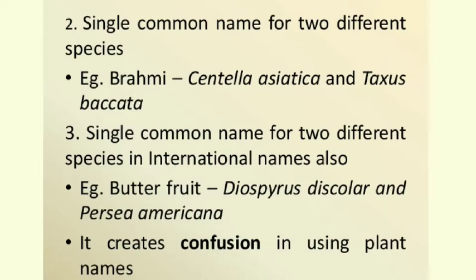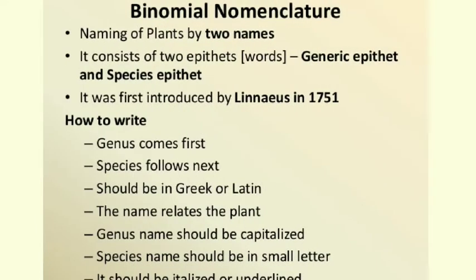So it creates confusion in using plant names. It creates great confusion among the botanists, and among the people who are asking for the plant either for study or for many other purposes. Hence, there is a committee to name plants by using two words, that is binomial nomenclature. Okay, naming of plants by two names.